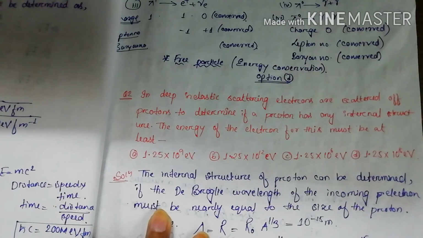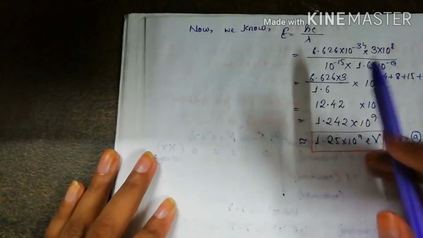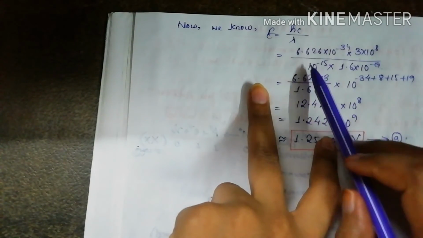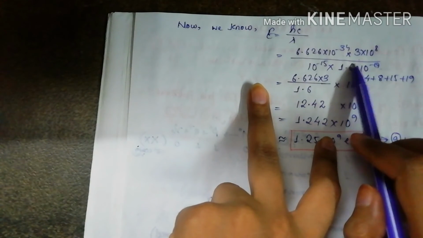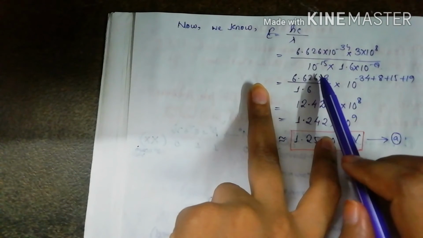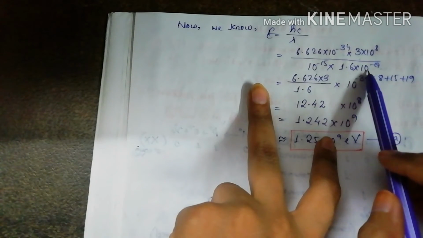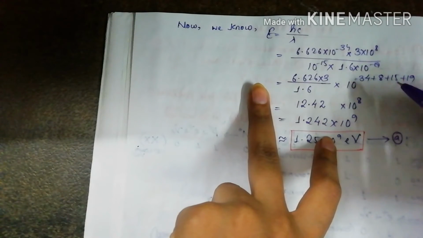Means lambda must be equal to R. And here lambda will be equal to 10 to the power minus 15. Now we will find the energy. We know the energy E is equal to hc by lambda. The value of h is 6.626 into 10 to the power minus 34, and the value of c is 3 into 10 to the power 8. Lambda is 10 to the power minus 15, and I have divided by 1.6 into 10 to the power minus 19 because I have converted it into electron volts, because in the options the unit is electron volt.